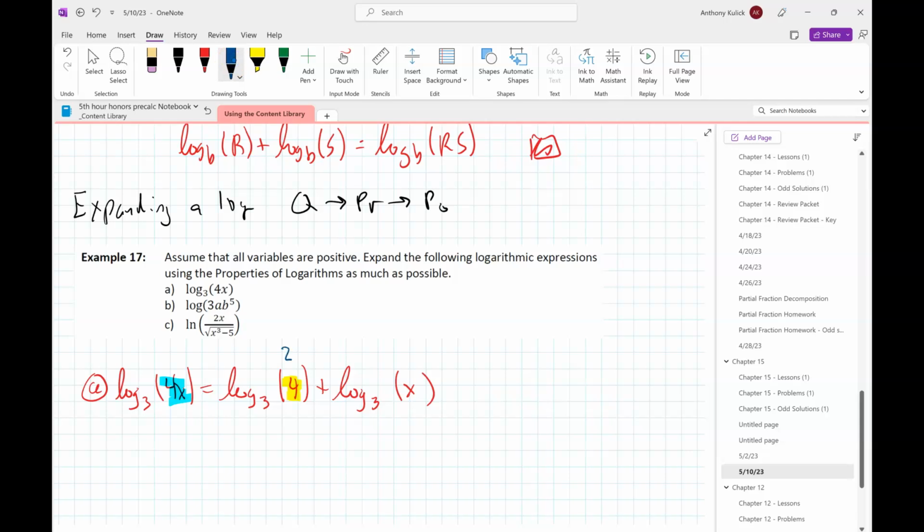4, you could have thought of as 2 times 2 or 2 squared. Either way of thinking about it is fine. Thinking about it as a power is the better option, though, because it's going to be less simplification. So there is a hidden power property there.